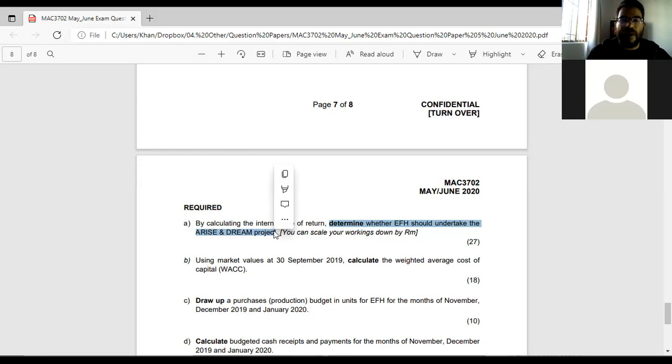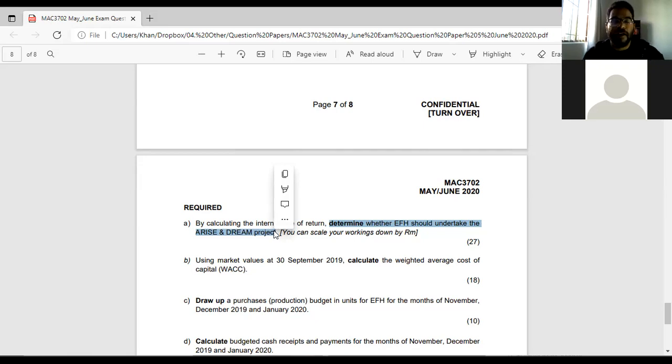You have 4 capital budgeting techniques: NPV, internal rate of return, payback period, discounted payback period. When you want to make a decision, you must make a decision using NPV or internal rate of return. You shouldn't be making a decision using the payback or the discounted payback period.